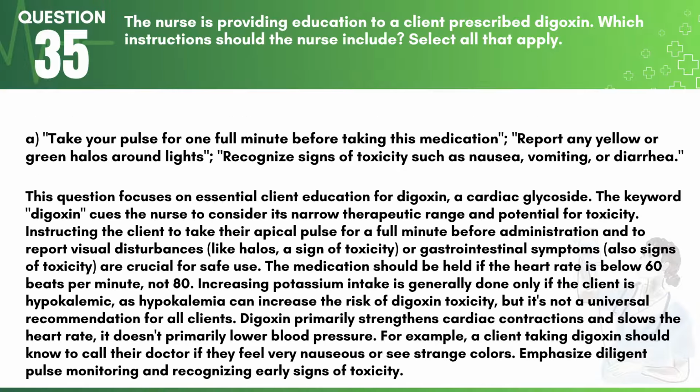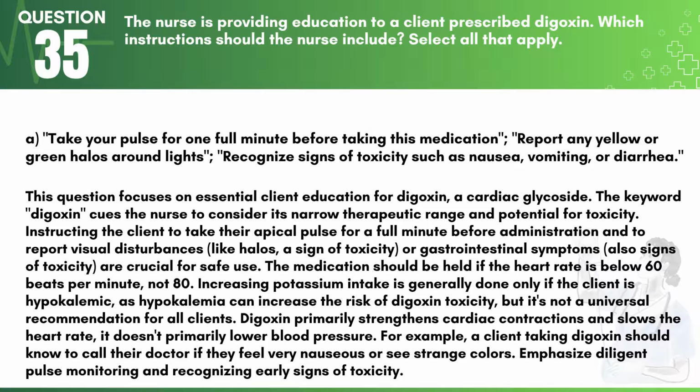Answer. Take your pulse for 1 full minute before taking this medication. Report any yellow or green halos around lights. Recognize signs of toxicity such as nausea, vomiting, or diarrhea. This question focuses on essential client education for digoxin, a cardiac glycoside. The keyword digoxin cues the nurse to consider its narrow therapeutic range and potential for toxicity. Instructing the client to take their apical pulse for a full minute before administration and to report visual disturbances, like halos, a sign of toxicity, or gastrointestinal symptoms, also signs of toxicity, are crucial for safe use.